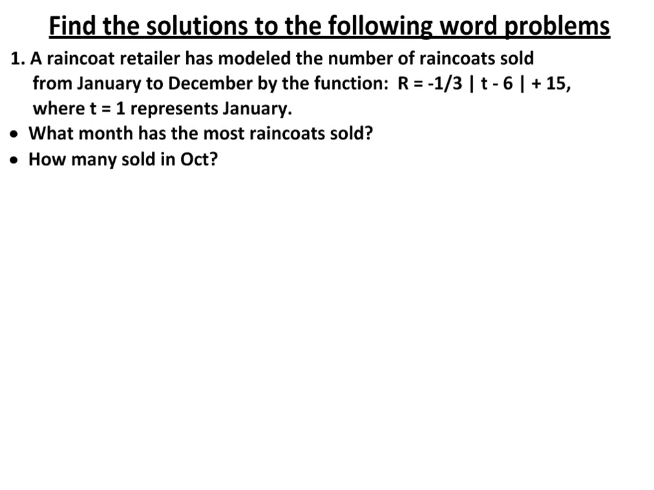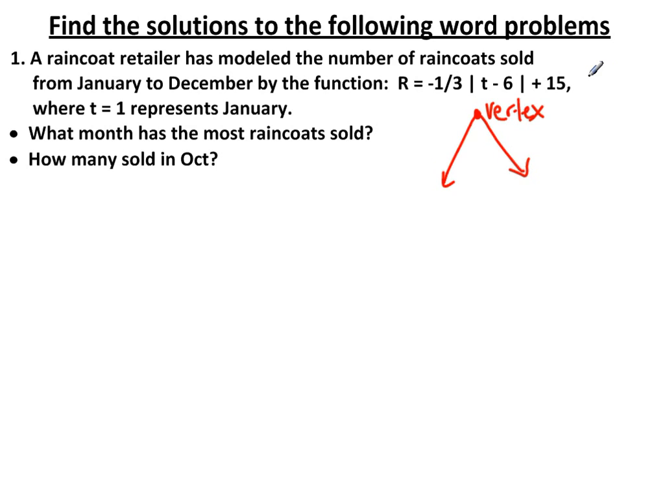You might think, well, how would I have any clue of that? But I know what shape this is. I know this is a downward-facing absolute value graph. It's downward because this is negative, and it's absolute value graph because it's an absolute value equation. So where would be the most if this represents the number of raincoats sold? Well, right here would be the most, which is my vertex.